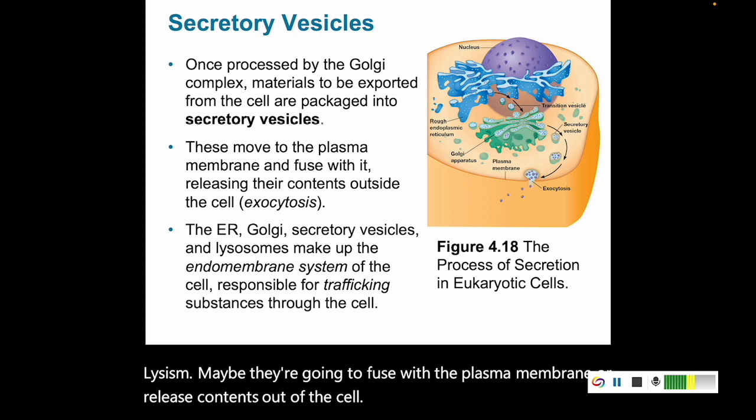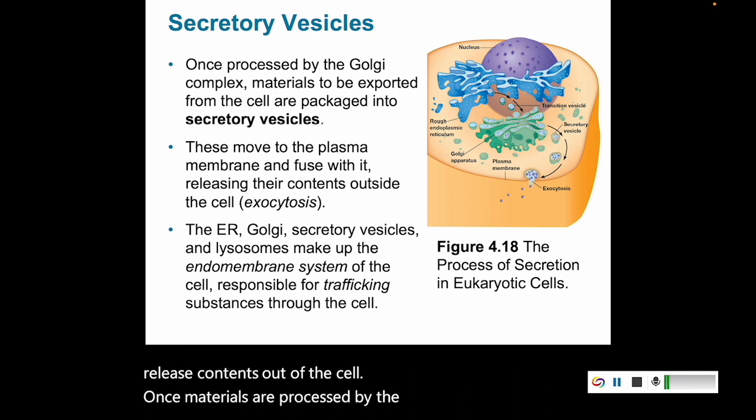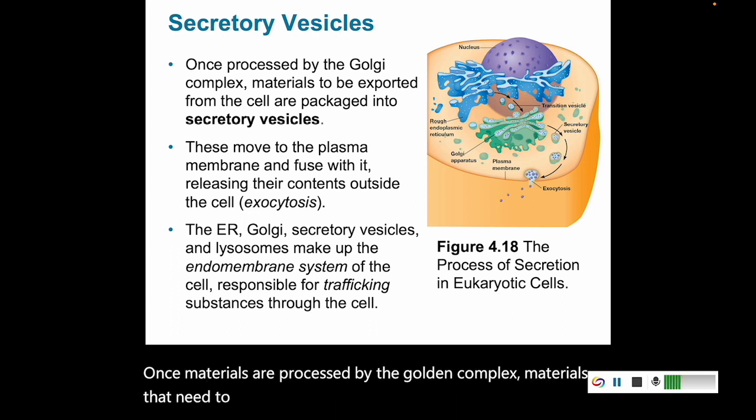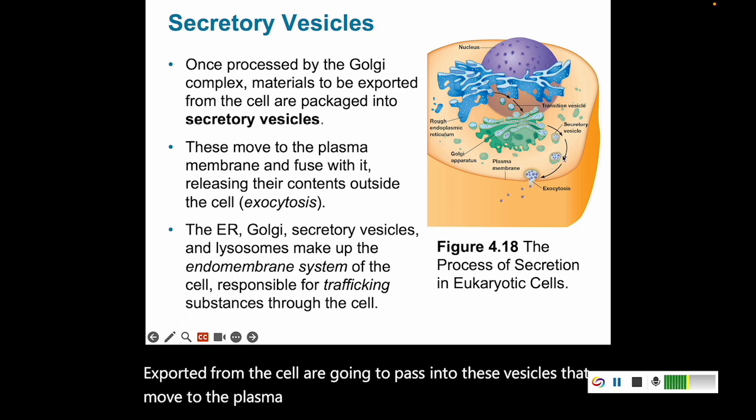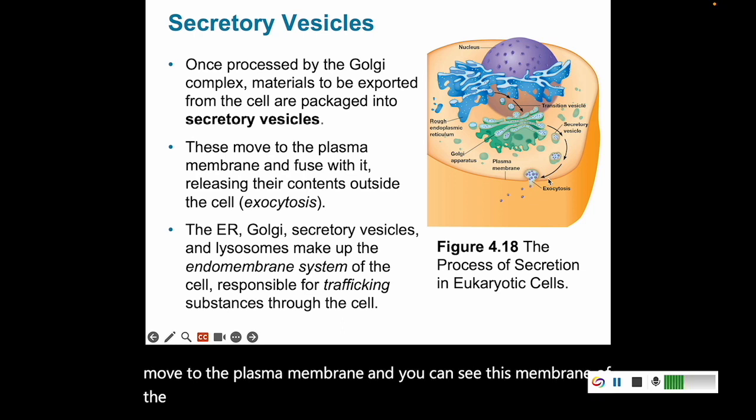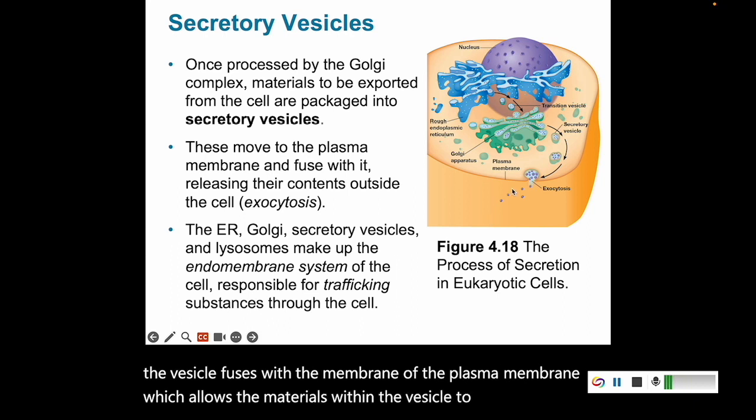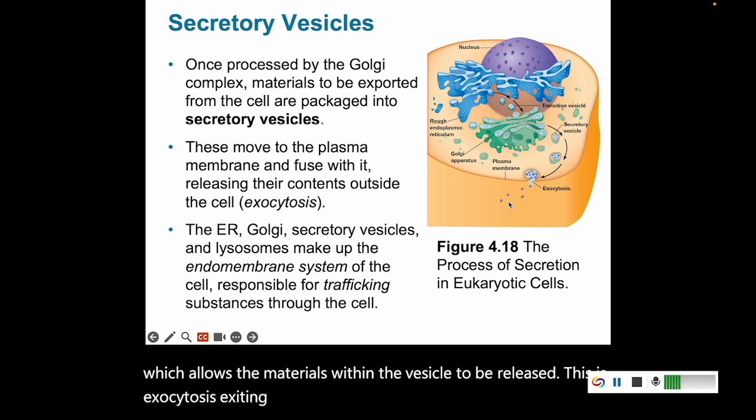Once materials are processed by the Golgi complex, materials that need to be exported from the cell are going to pass into these vesicles that move to the plasma membrane, and you can see this membrane of the vesicle fuses with the membrane of the plasma membrane, which allows the materials within the vesicle to be released. This is exocytosis, materials exiting from the cell.